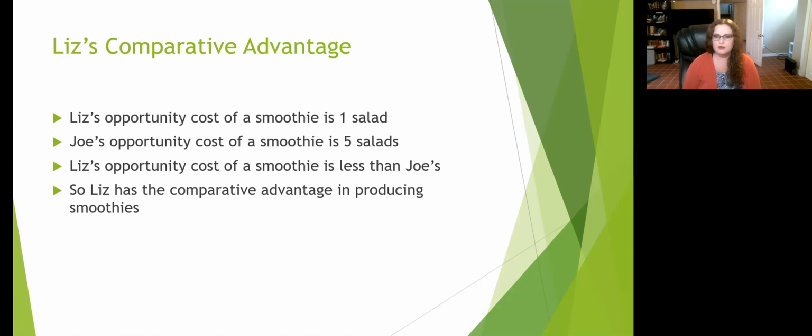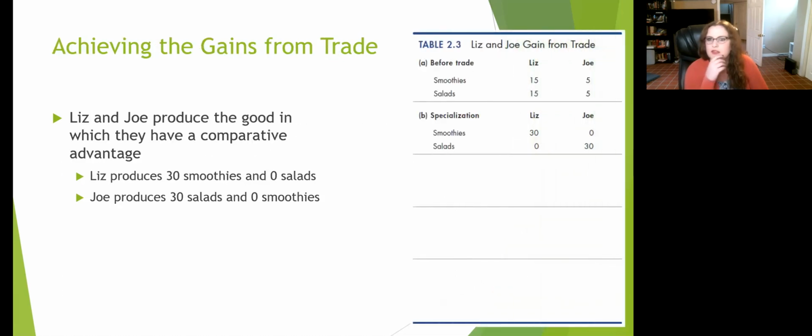Okay, that's good to know. Let's think about the available gains from trade that they could have here. Before trading at all, we knew that there were going to be 20 smoothies and 20 salads in the economy. That's because Liz is producing 15 of both and Joe's producing 5 of both. But let's instead have Joe make the thing he has the comparative advantage in. Joe has to give up less smoothies for each salad he makes. So let's say instead, Joe only makes salads.